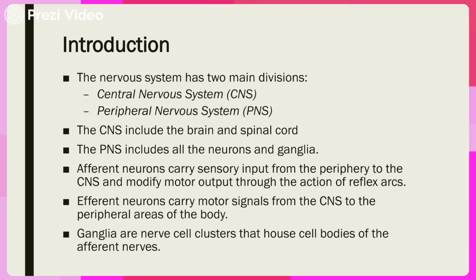So, a little bit of introduction: our nervous system is divided into two main divisions, your central nervous system and your peripheral nervous system. Your central nervous system includes your brain and your spinal cord, and your PNS includes all the neurons and ganglions. In pharmacology, it is easier to understand how drugs actually work in your PNS versus your CNS.